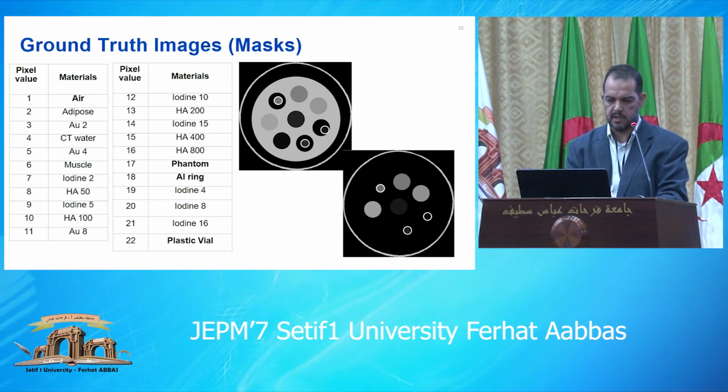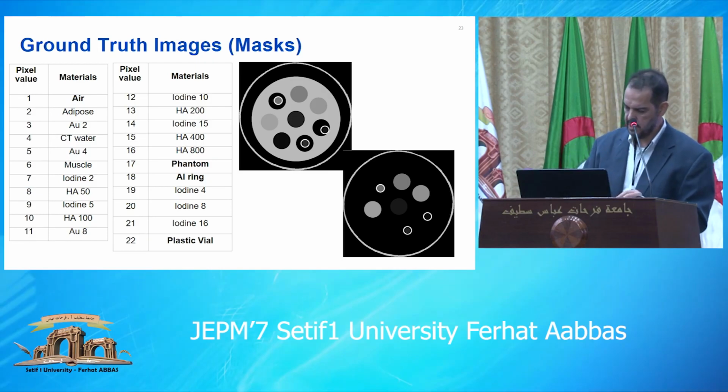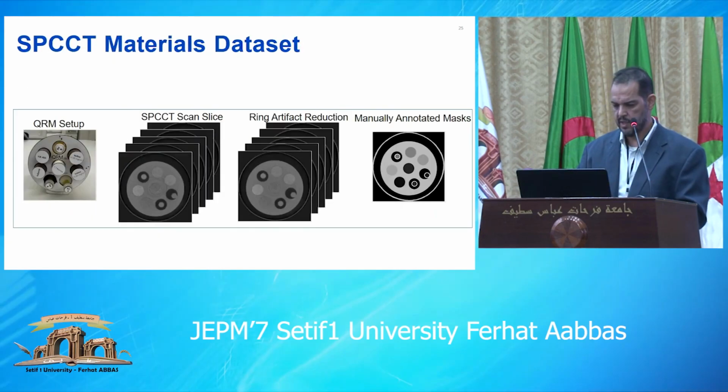So these are the 22 materials. She assigned a certain pixel value to each material. These are the ground truth images. This shows the different vials inside the phantom. These are the vials when they are protruding out of the phantom in air. So she used images inside the phantom and also in air.